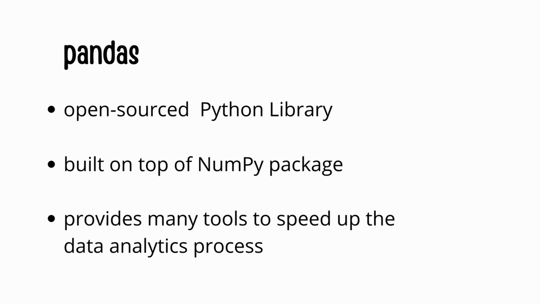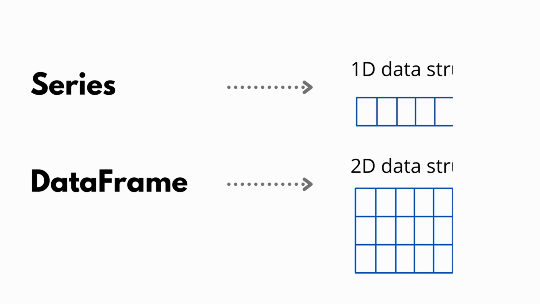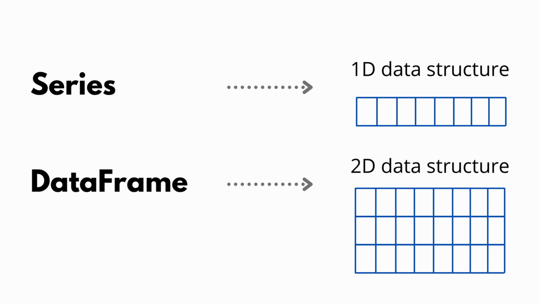The two primary data structures used in Pandas are series and data frames. A series is a one-dimensional labeled array capable of holding data of any type, whereas a data frame is a two-dimensional labeled data structure with columns of different types, like a spreadsheet or SQL table.